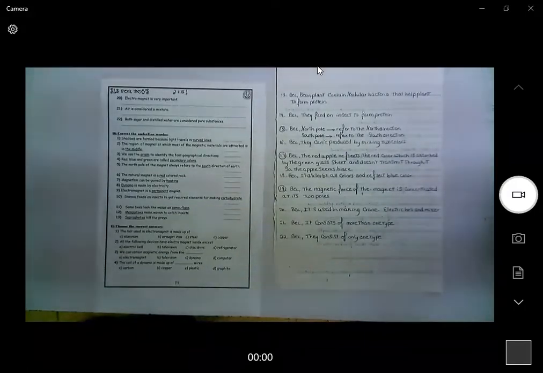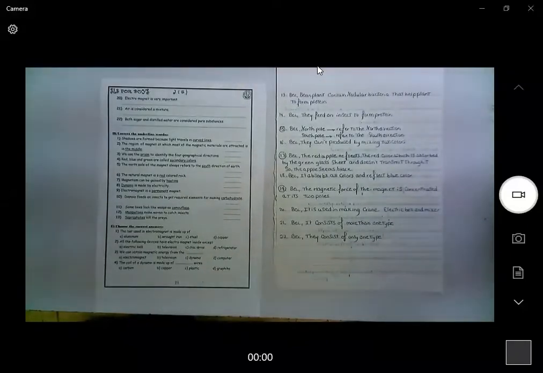Both sugar and distilled water are considered pure substances. When I say pure substance, it means it consists of only one type. So mixture means more than one type, pure means only one type.